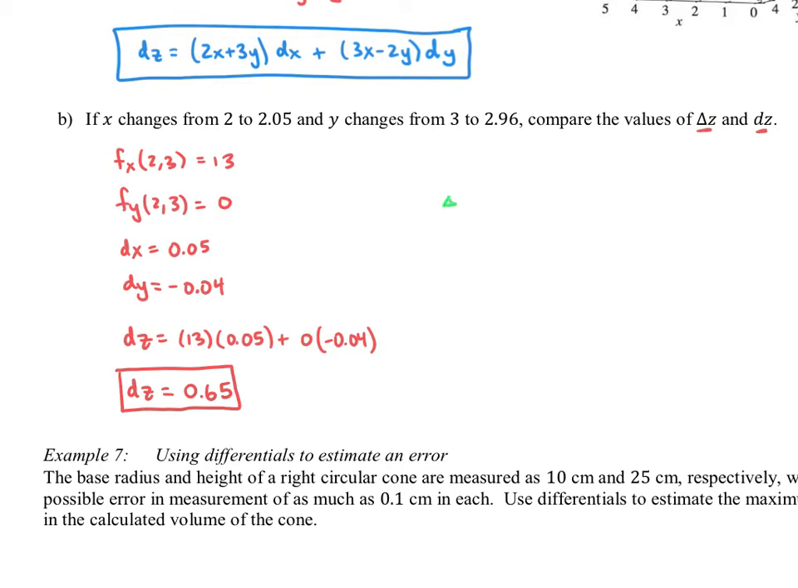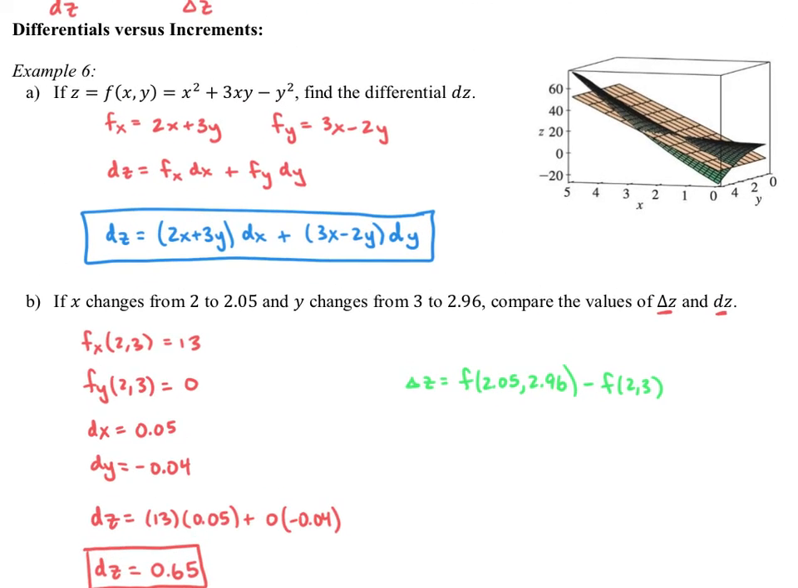Now the actual is going to be the delta z. And so our delta z is something we would have to do with the calculator. And it's going to be f of 2.05, 2.96 minus f of 3. So you would take the above equation here, and we're going to substitute in 2.05 and 2.96. We're going to calculate that, and then we're going to subtract the point at which the tangent line touches the surface. So we're going to substitute in 2 for x and then 3 for y.